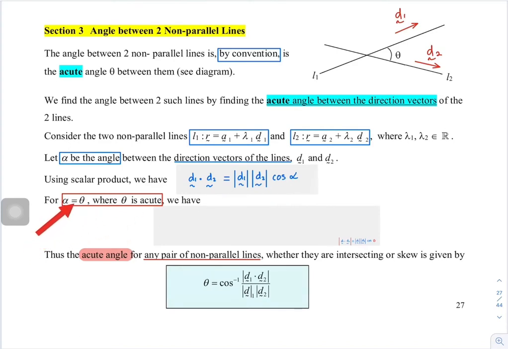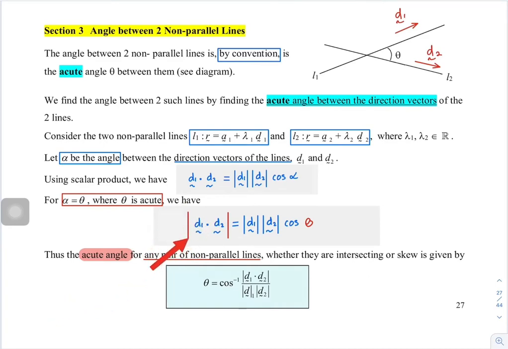Now, if alpha is equal to theta, where theta is acute, we will then have the version of this formula seen in this form. The reason we put a modulus on the left hand side is because when theta is acute, the cosine of the angle theta is a positive value, and therefore we need to ensure that the left hand side will also be a positive number. So therefore we put in the modulus.